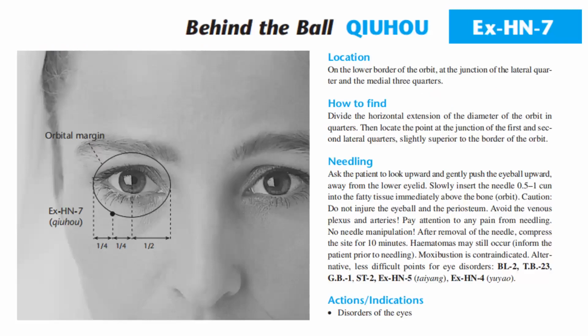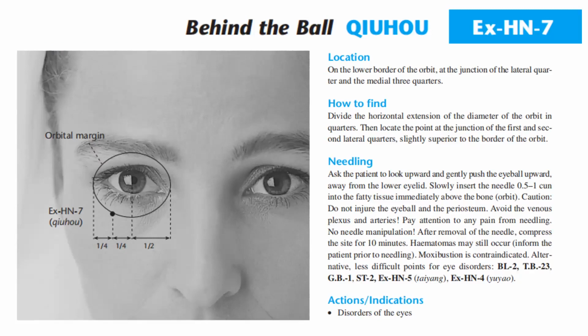Qiuhou, behind the ball, EX-HN7. Location: on the lower border of the orbit at the junction of the lateral quarter and the medial three quarters. How to find? Divide the horizontal extension of the diameter of the orbit in quarters. Then locate the point at the junction of the first and second lateral quarters, slightly superior to the border of the orbit.